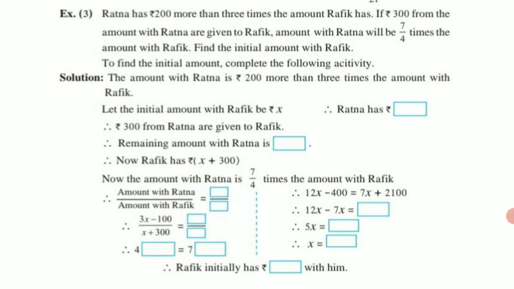Rupees 300 from Ratan are given to Rafiq. Remaining amount with Ratan is 3x plus 200 minus 300. Now, Rafiq has x plus 300. Now, the amount with Ratan is 7 upon 4 times the amount with Rafiq. Therefore, amount with Ratan upon amount with Rafiq is equal to 7 upon 4. Therefore, (3x minus 100) upon (x plus 300) is equal to 7 upon 4. If we solve this equation, we get the initial amount with Rafiq.